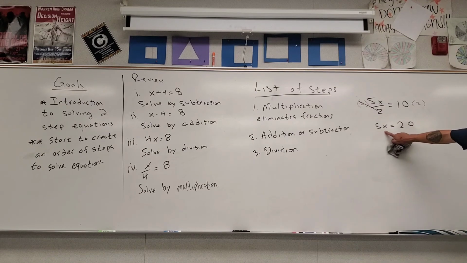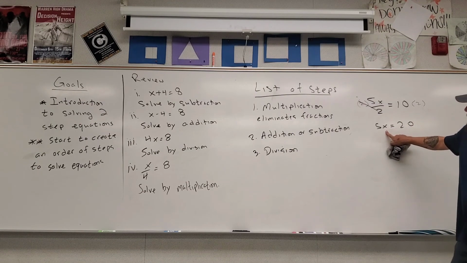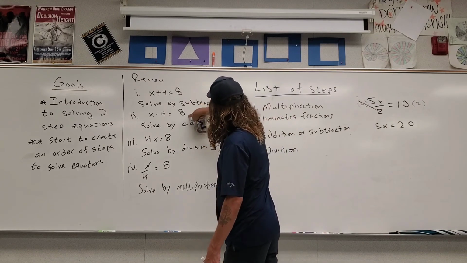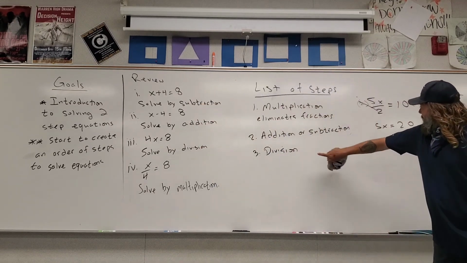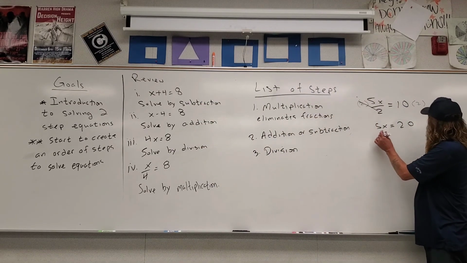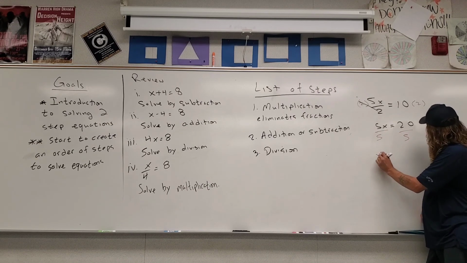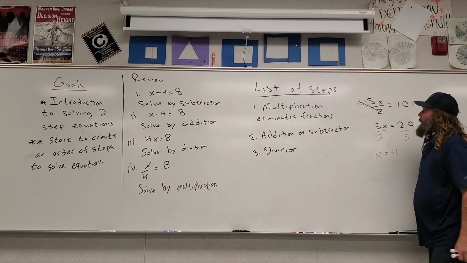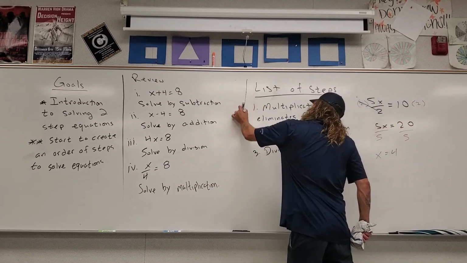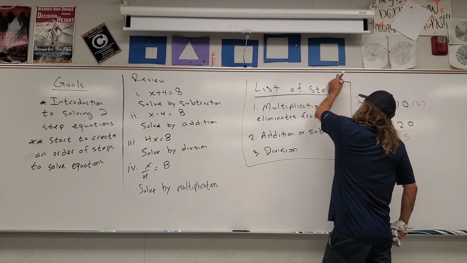I can't add or subtract away because that step is not in here. I don't have anything that looks like this or this. So that means I go to my last step, which would be division, and I divide both sides by 5, and I get x is equal to 4. So right now, this is our list of steps. Okay?